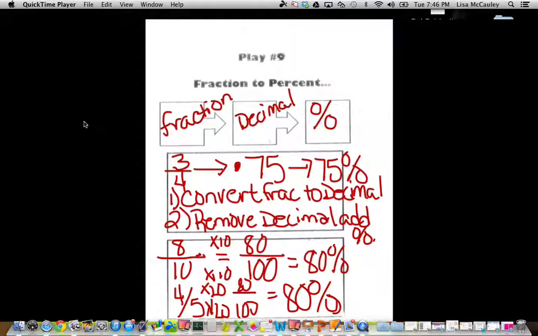Okay, let me give you a little bit of time here to work through, or to make sure you have all that written down, and then we'll go to the next page.